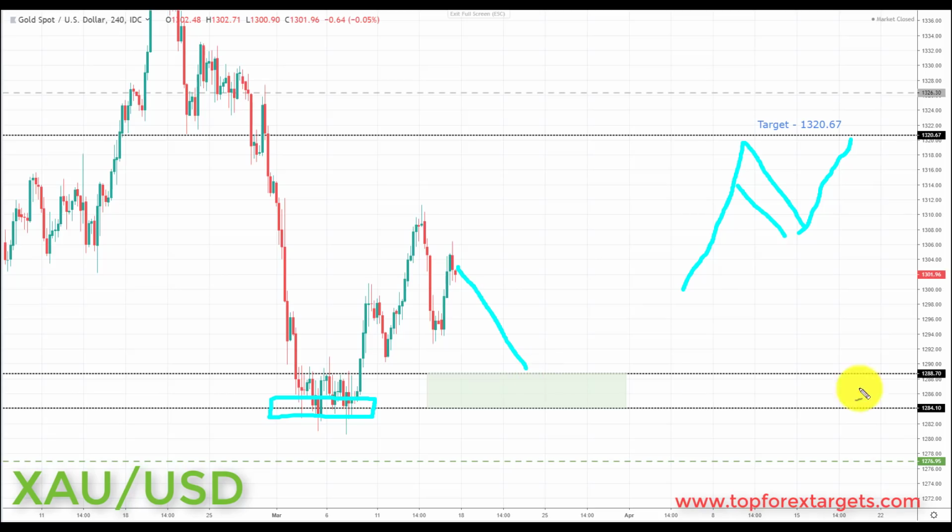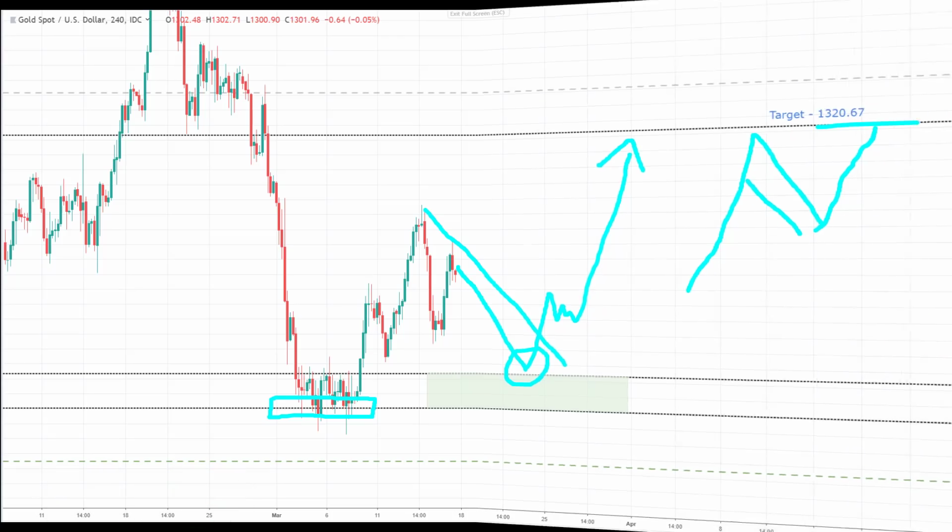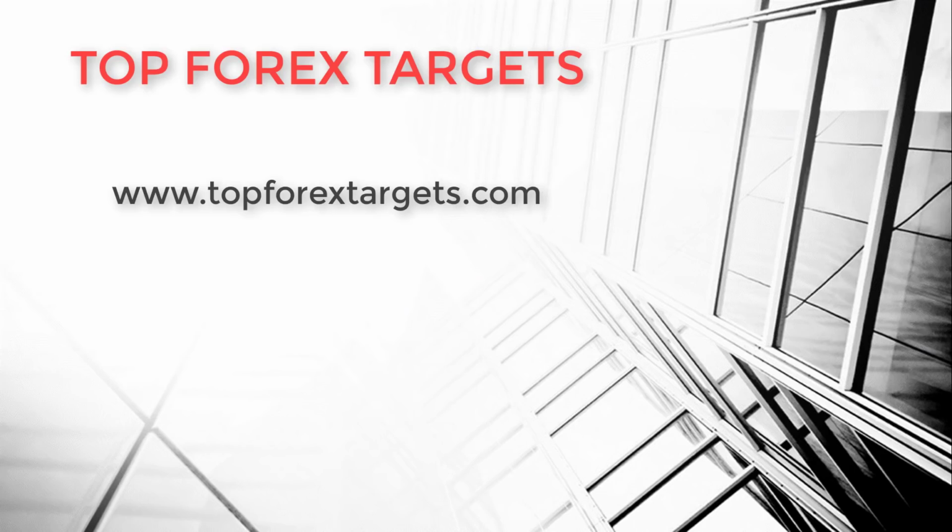If we get this pullback into the 1288.70, this is going to be an area for anybody not already involved from the 1284.10. This is going to be an area we can start once again in gold to look for bullish formations and patterns. And if we get the right kind of bullish formations and patterns in this area, we're going to be looking at initiating longs up towards the next key area of resistance to the upside and the target set, the 1320.67.